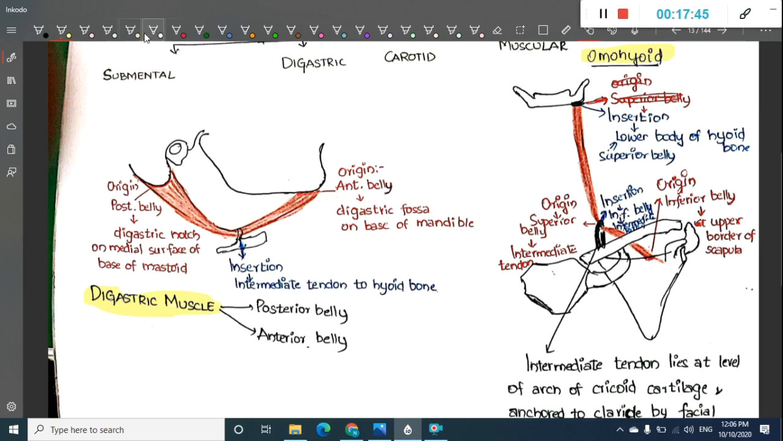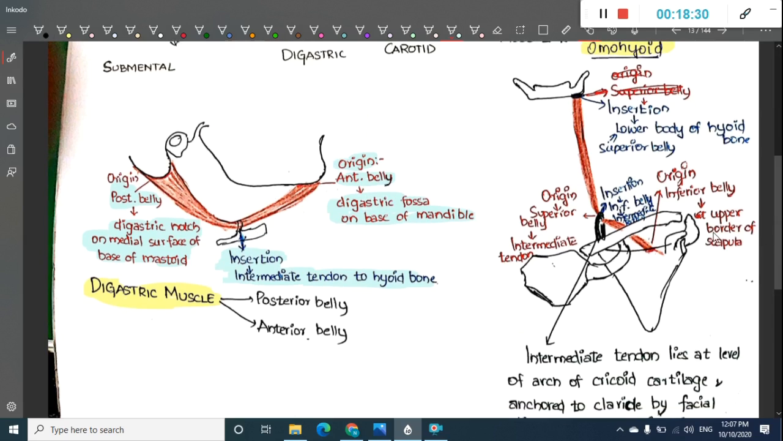If you see the digastric muscle, the anterior belly originates from the digastric fossa on the base of the mandible, whereas the posterior belly originates at the digastric notch, which is present on the medial surface of the base of the mandible. The insertion is by an intermediate tendon to the hyoid bone. So both the anterior and posterior bellies have a common insertion at the hyoid bone.